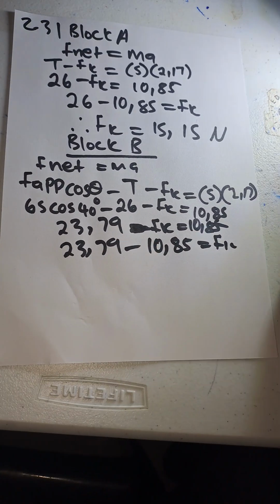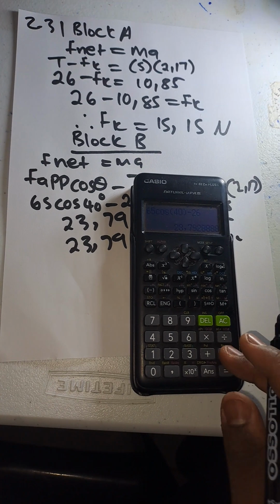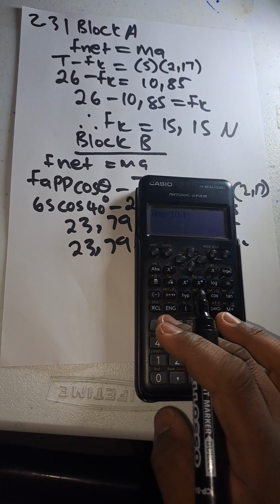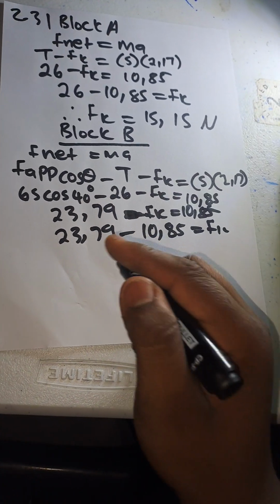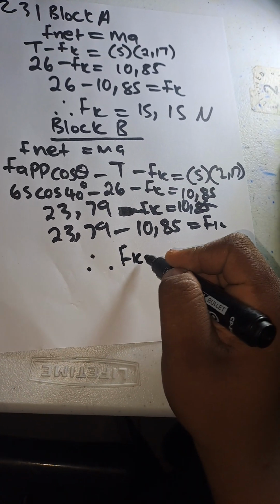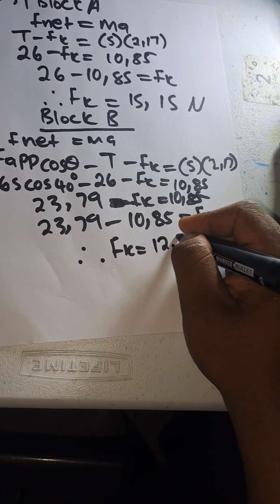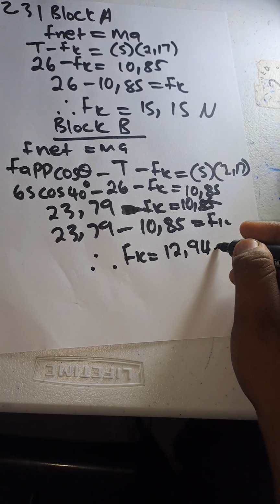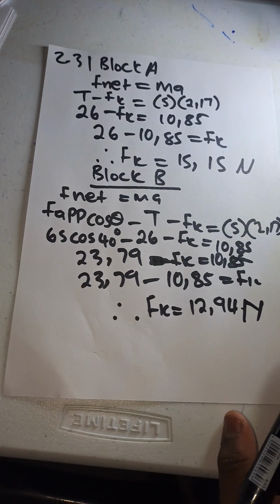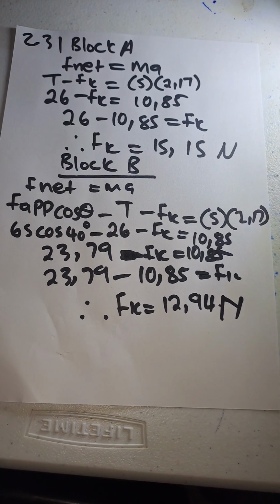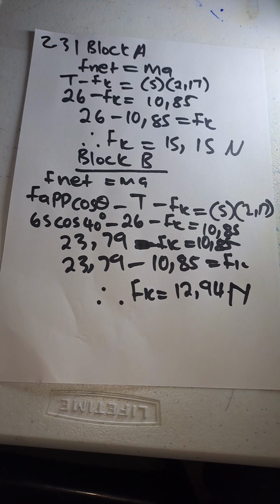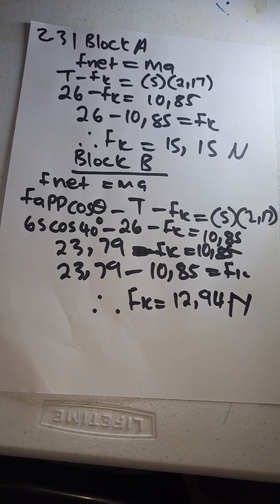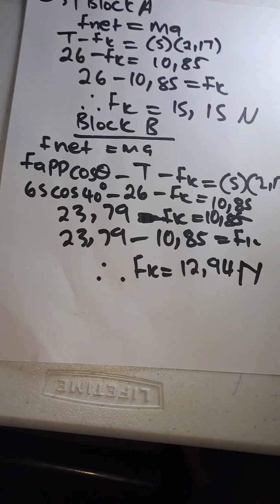You see? And then I'm gonna take out my calculator. This answer minus 10,85. What am I getting? 12,94. Therefore, my Fk is equals to 12,94 newtons. Okay, then you get your 5 full marks. The main thing is to know the direction and everything. Okay, that's how you do it. But as you can see, the frictional forces are different there.